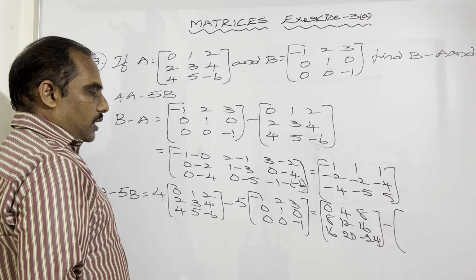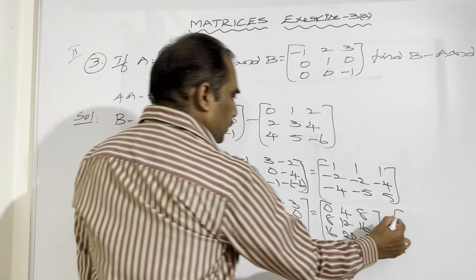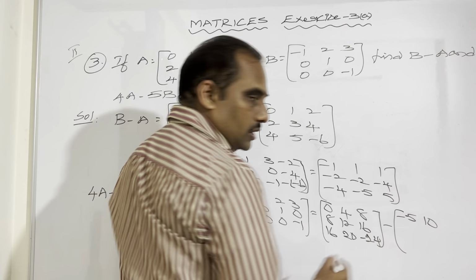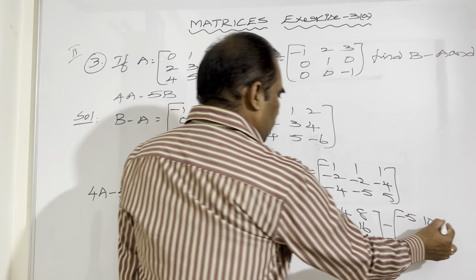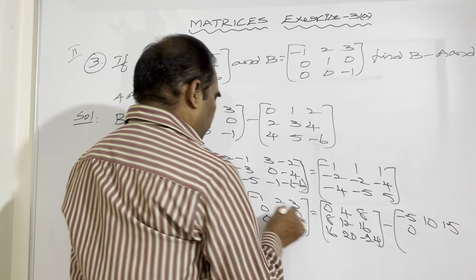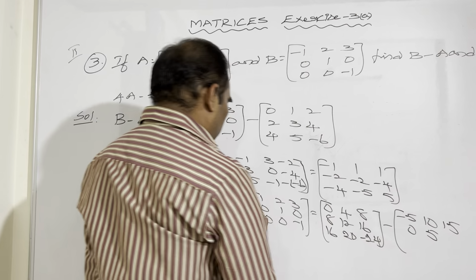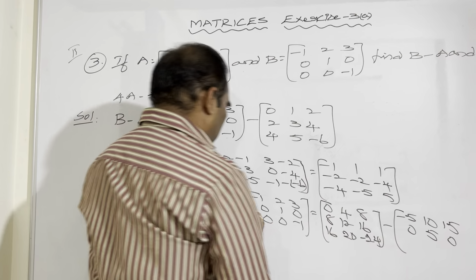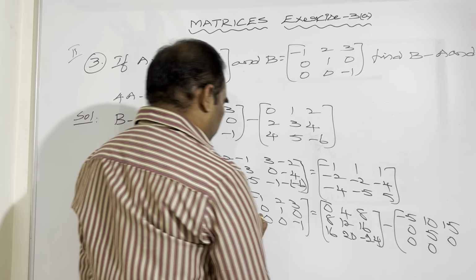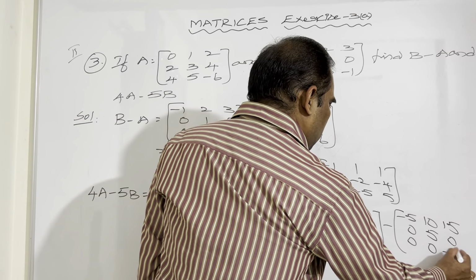Again multiplying with 5 here. 5 into minus 1, that is minus 5. And here 5 into 2, that is 10. 5 into 3, this is 15. And here 5 into 0, 0. And 5 into 1, 5. 5 into 0, again 0. 5 into 0, this is 0. And 5 into 0, 0. And 5 into minus 1, this is minus 5.